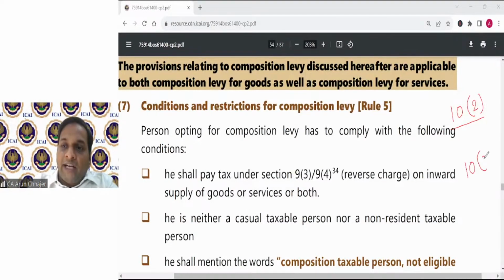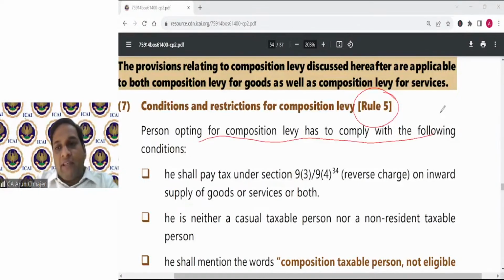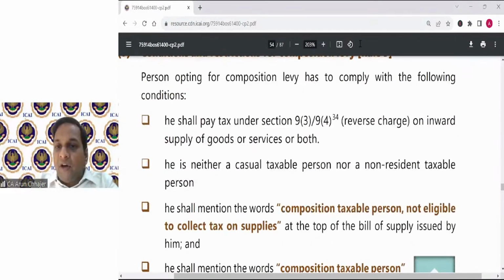Some conditions for 10.2A are written in the 10.2A subsection itself. Now, certain conditions and restrictions are being imposed by way of rule 5. What are those conditions? Person opting for composition levy has to comply with the following conditions. He shall pay the tax under 9.3 or 9.4 on inward supplies of goods or services. So, suppose I am registered under composition levy, then if I receive the service from an advocate, I have to pay the tax under RCM.